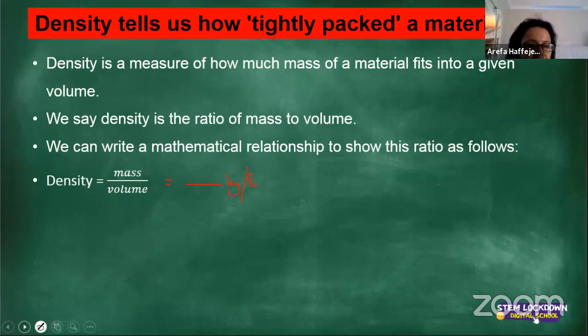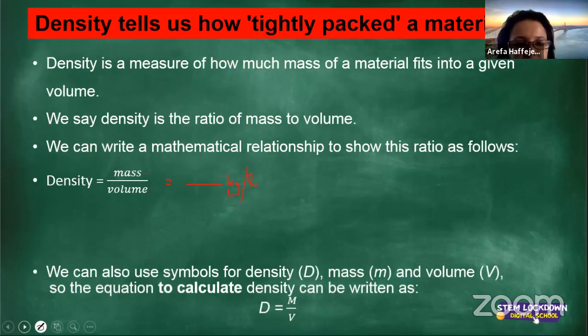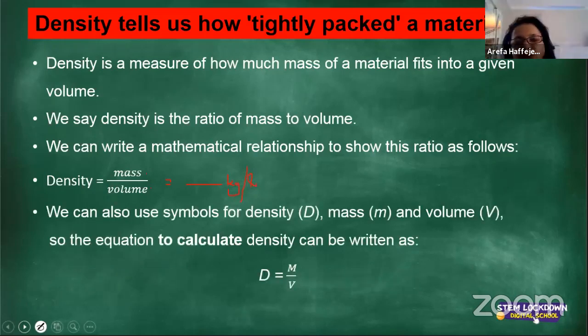Okay. So when we use the symbol for density, this we'll do in later lessons. I'm just introducing to you the relationship of mass and volume to density and how it works. So we use the symbols: density is D, mass is M, and volume is V. And the equation to calculate density is density is equal to mass over volume.